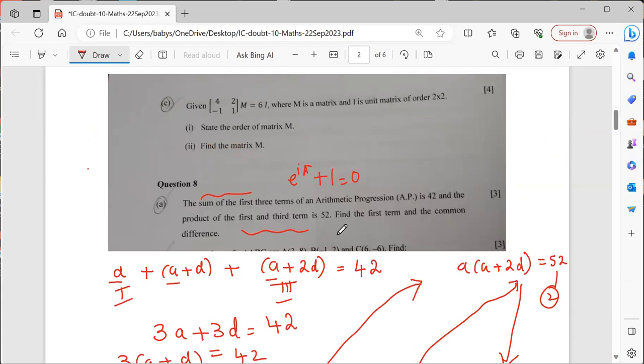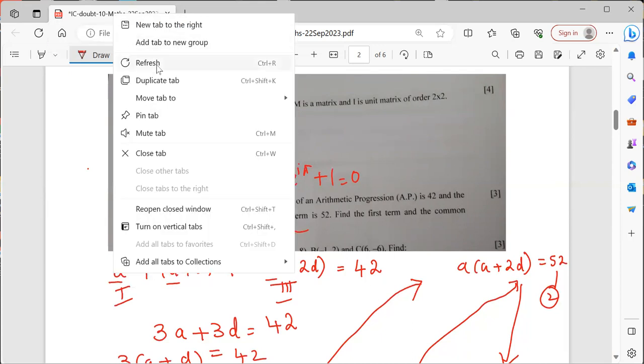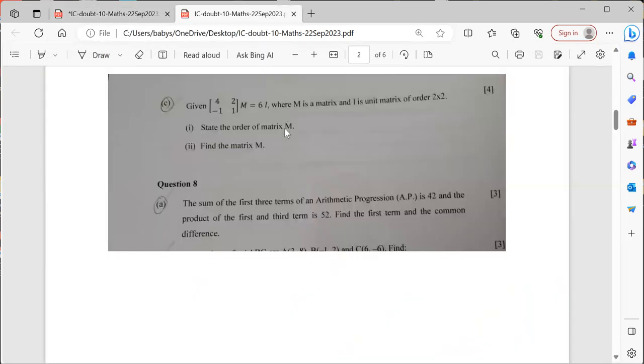So let us move on to the next sum. I'll just duplicate this so that I can write it here also. So in the interest of space, I'm just doing this. So this is clear. I hope this has been clear.